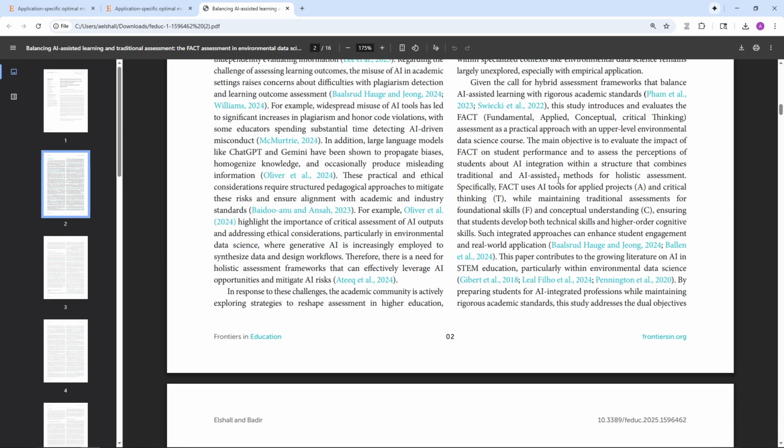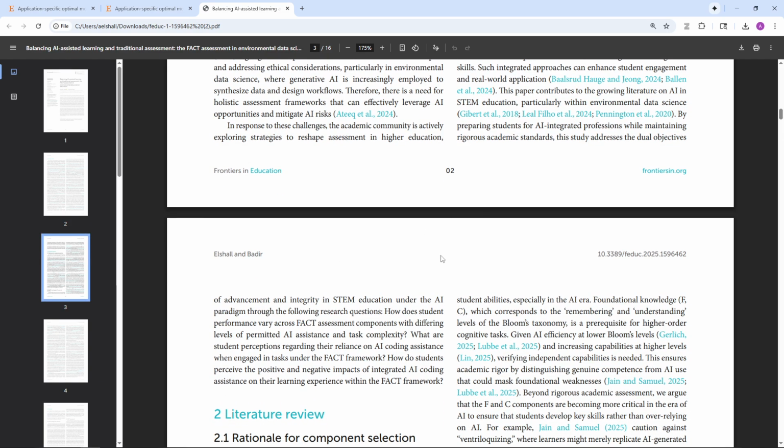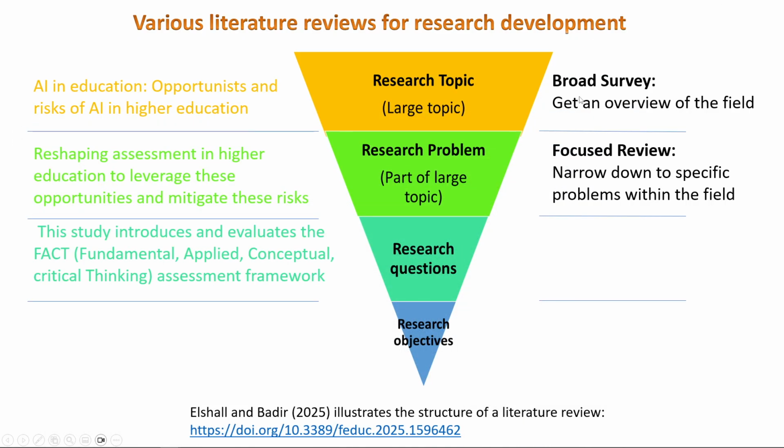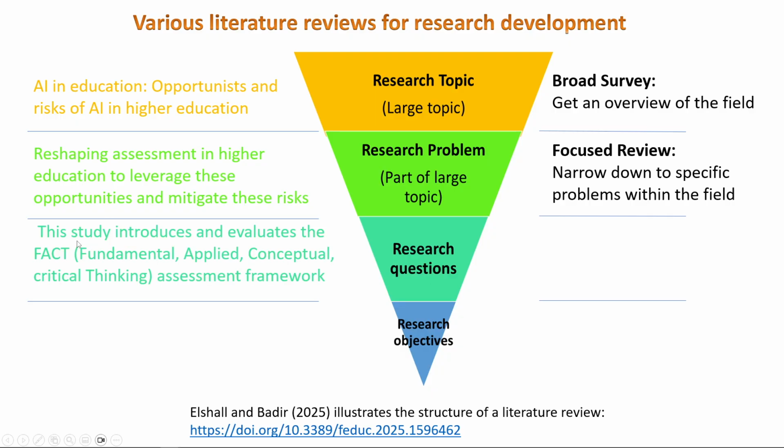And here I'm explaining our method, and I'm even supporting this explanation with some sources to support the arguments that I am making. So here that would be the research problem, which is reshaping assessment. The research question, what research question? Here we don't have a research question. We just are introducing a new method. So this study introduces a new method. That's our research question, to introduce this new method and to assess the efficacy of the FACT assessment framework. So that's a critical view to develop and refine our research question.